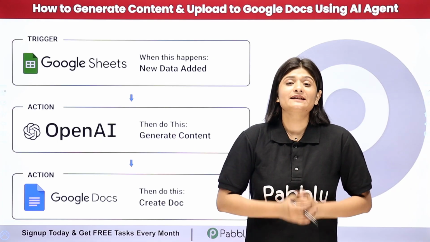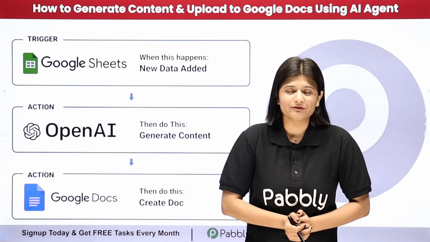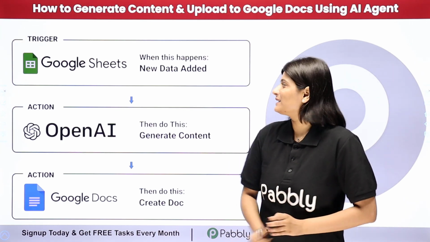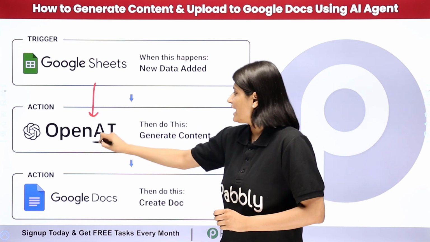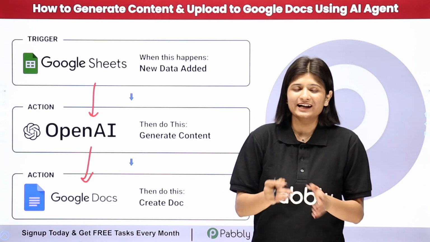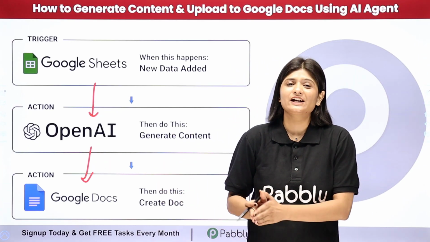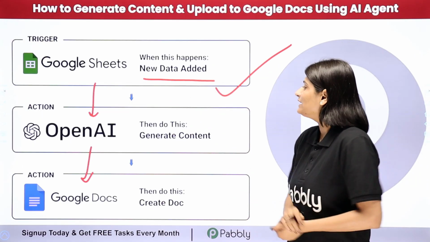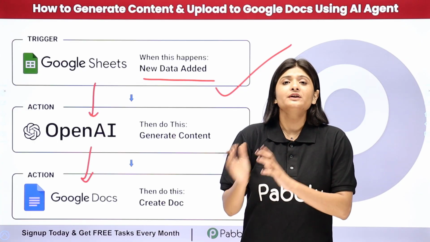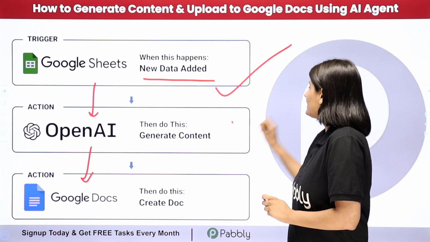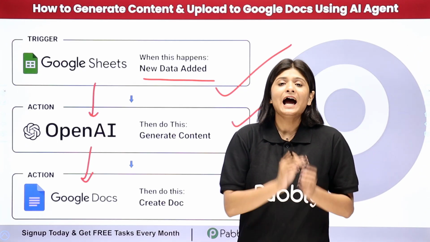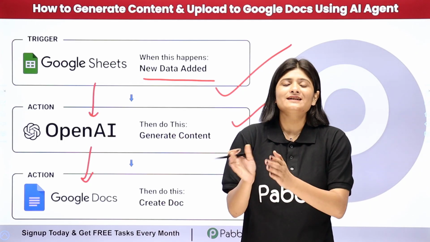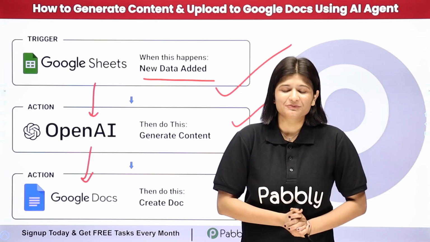So Pabbly Connect is an amazing automation and integration software which requires no coding or programming skills. Here I just need to build a connection between Google Sheets, OpenAI and Google Docs. With the help of Pabbly Connect, I am going to build this connection in such a way that whenever I add a new data or a new property in my Google Sheet spreadsheet, the content related to that topic will be automatically generated with the help of OpenAI, and a doc will be automatically created in my Google Docs. Now, if you want to learn the step-by-step process, then let me take you all to my screen.